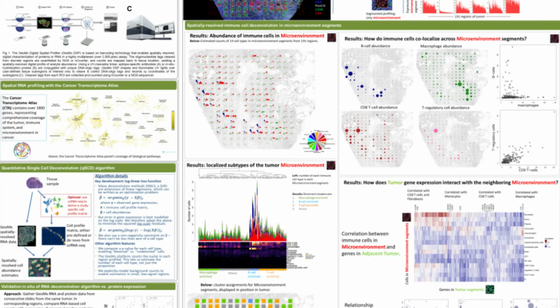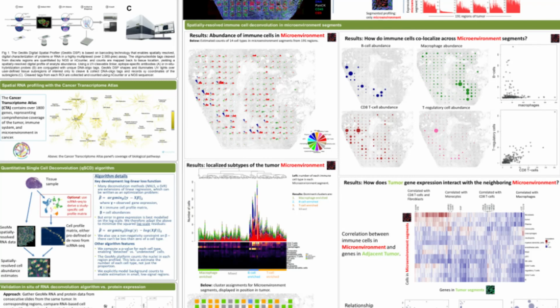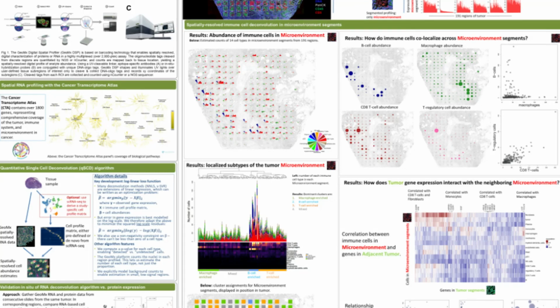And then finally, a natural question is, how does the tumor respond to the localized immune infiltrate? So this heat map here is showing a correlation analysis between the 14 cell types that we measure in the microenvironment compared to the gene expression in the adjacent tumor cells. So every point in this heat map is a correlation between expression in a tumor and the local abundance of a given cell type. And there's far too much information here to display in a poster, but we can see little clusters of genes that are positively correlated in the tumor when CD8 T cells are abundant versus when macrophages are abundant. We could spend a whole other poster diving into these results.